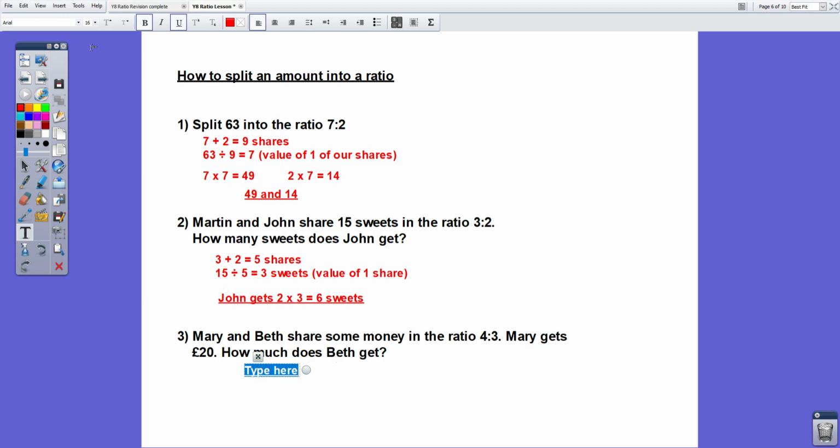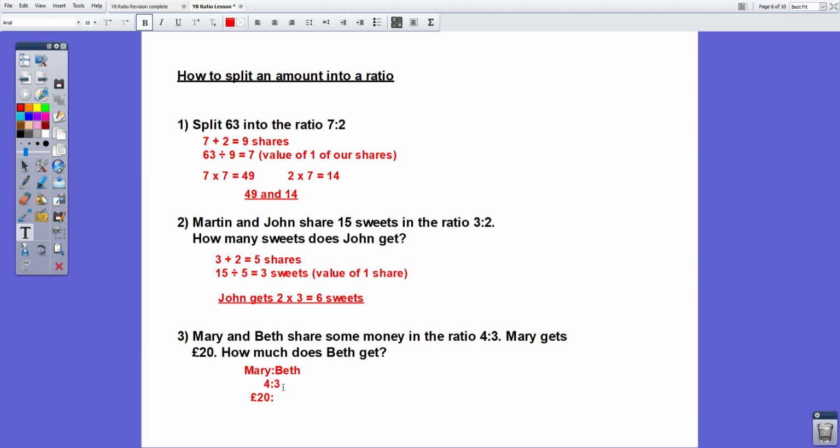So what we do here is we start by writing Mary to Beth. And underneath we write the ratio that they are sharing their money in, which is 4:3. Okay, so that's how they're sharing it. Now we know that Mary is getting £20, but we do not know at this stage how much Beth is getting. So what we have to do is look at the numbers that we've got. For every £4 Mary gets, Beth gets £3.